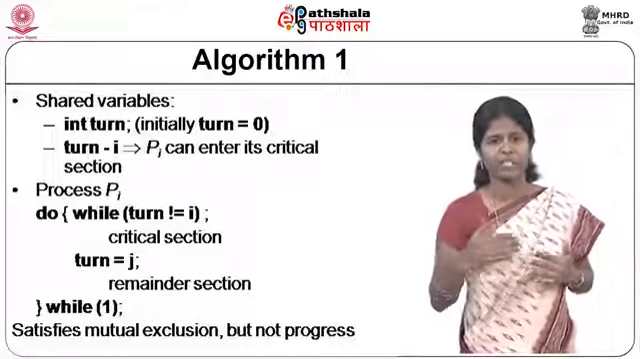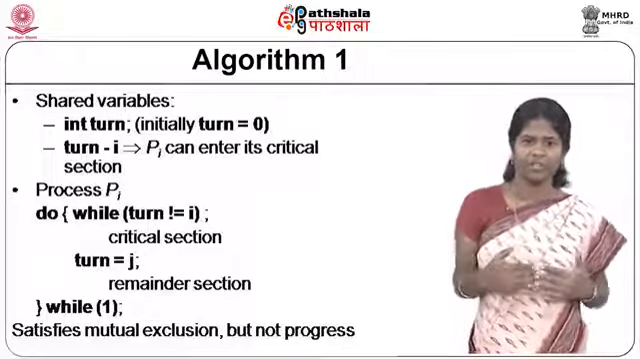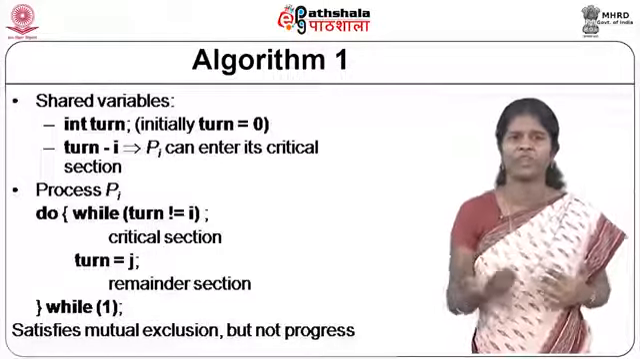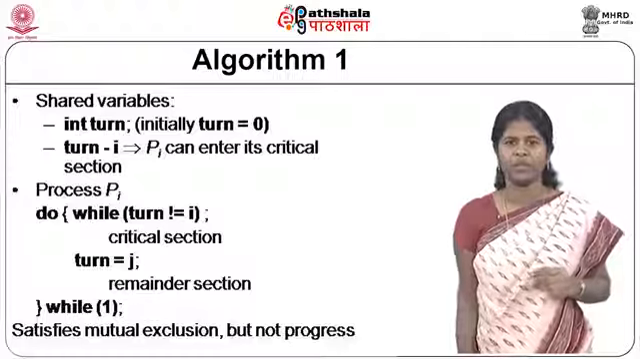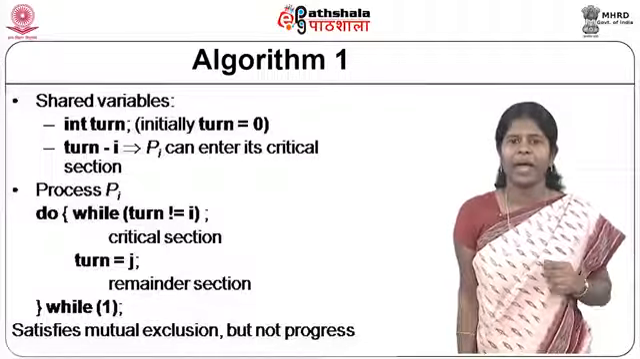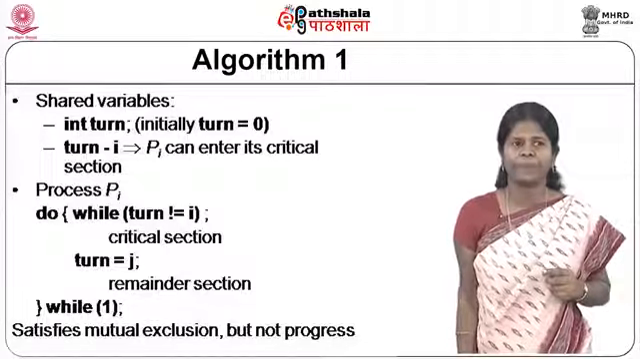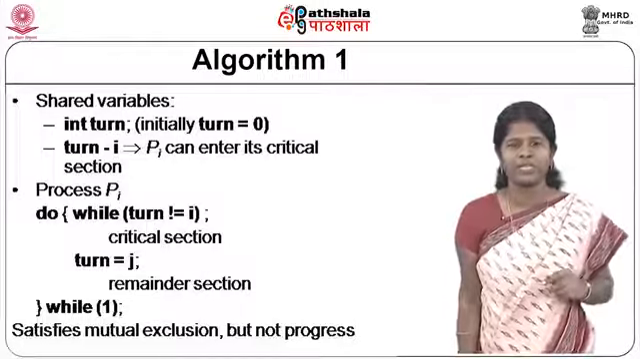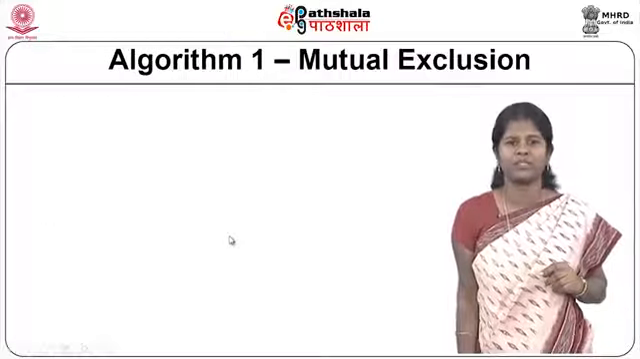So what does process Pi do? After coming out of the critical section, process Pi will change the value of turn equal to j. So the common variable between Pi and Pj is this turn, and this turn is initialized to 0 first. Now we will see an example of how this works.